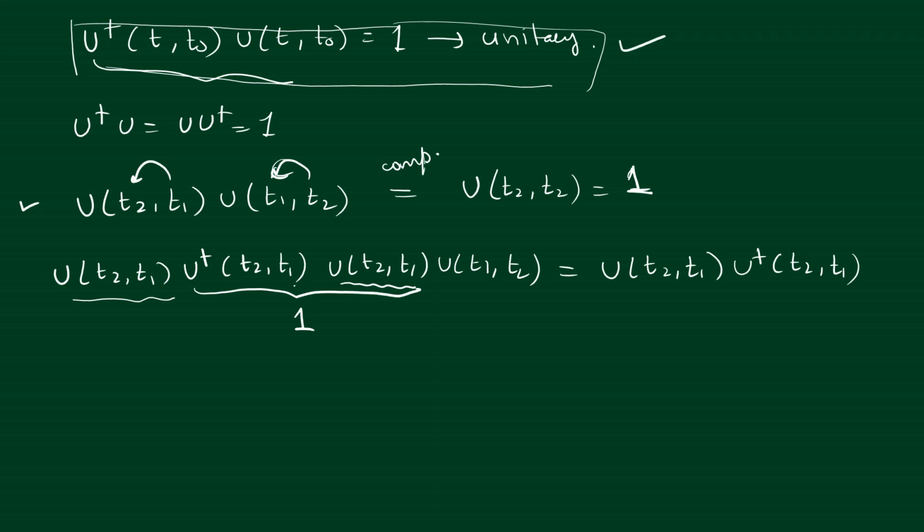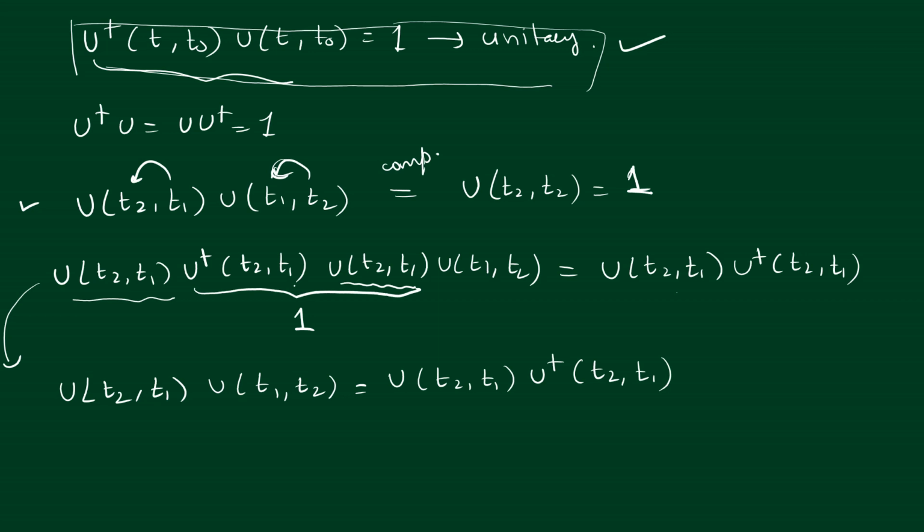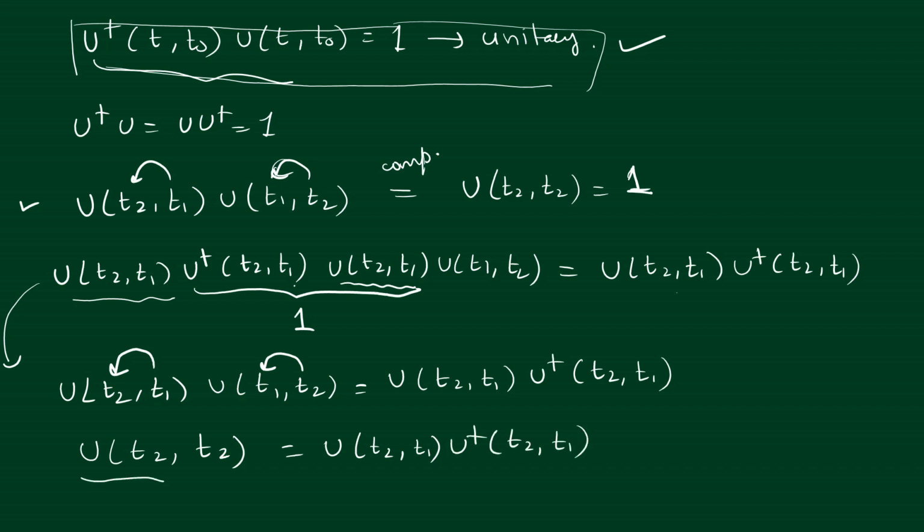So if this is the identity operator, the relation becomes U(t2, t1) U(t1, t2) equal to, on the right hand side, U(t2, t1) U dagger(t2, t1). Now what is this? Again, you start from the right. This takes the state from t2 to t1 and then from t1 to t2, so this is U(t2, t2), which is the identity operator. So we finally get the relation: identity operator is equal to U(t2, t1) U dagger(t2, t1).